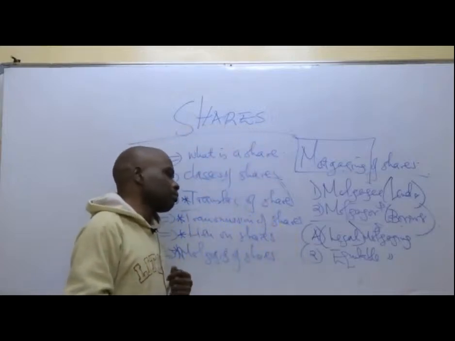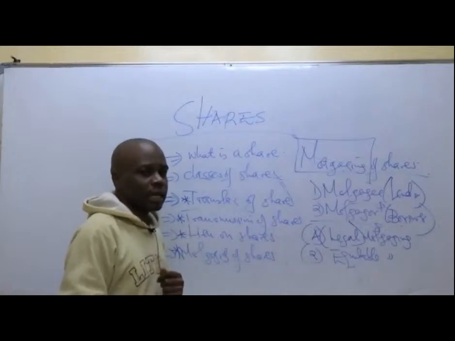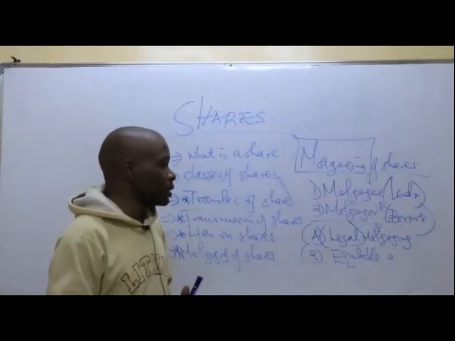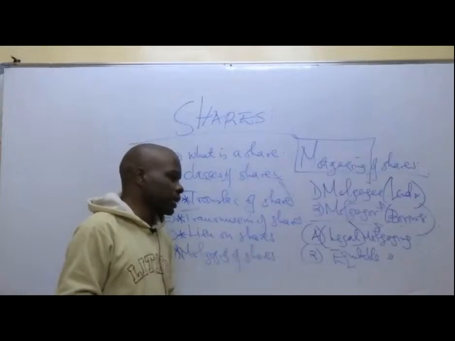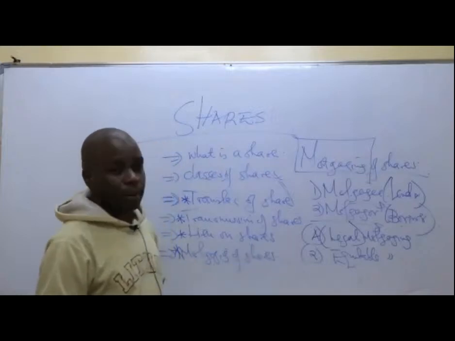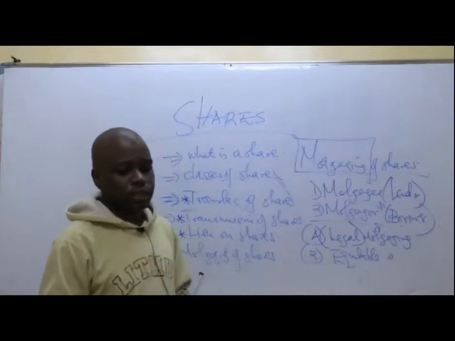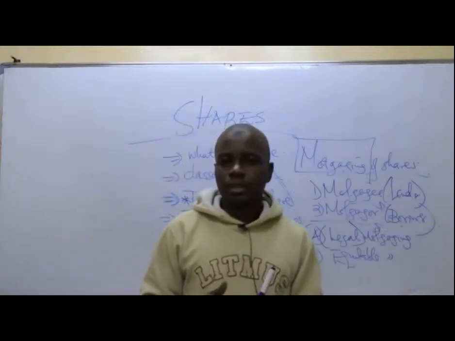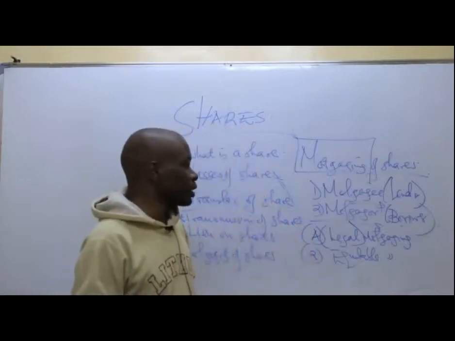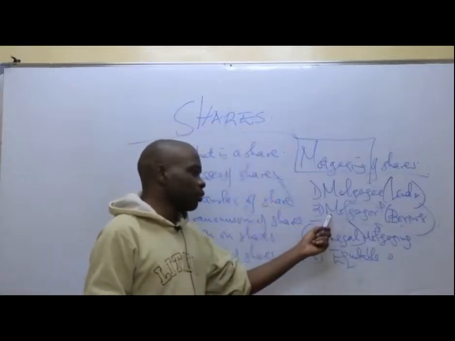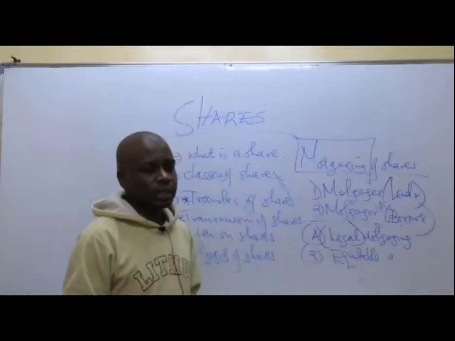So in this case, the borrower loses the shares until he's able to pay off the loan. That's when he can get back his or her shares. So that's what happens under legal mortgaging. I've told you there's complete transfer of shares from the mortgagor, who is the borrower, to the mortgagee, who is the lender.